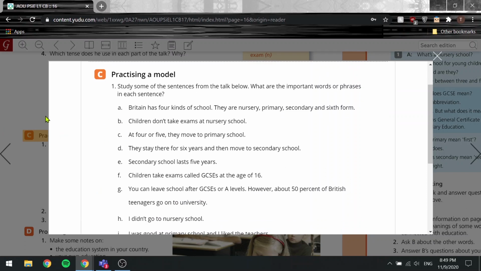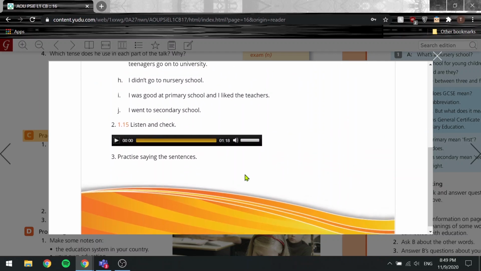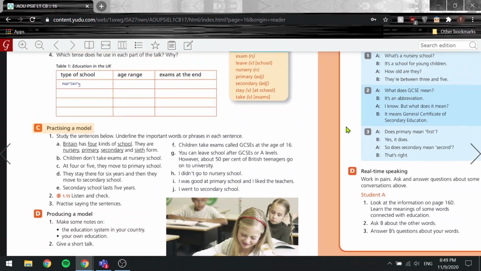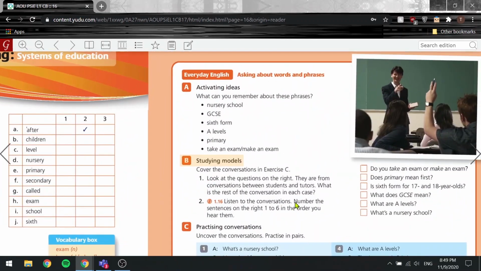So this was exercise C. This is how you guys find out stressed words and important words in sentences. So let's go to exercise. What else do we have? We're going to skip exercise D. Let's go to exercise A for the second page.